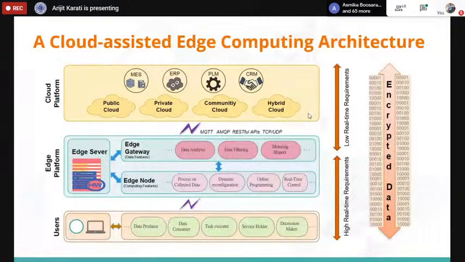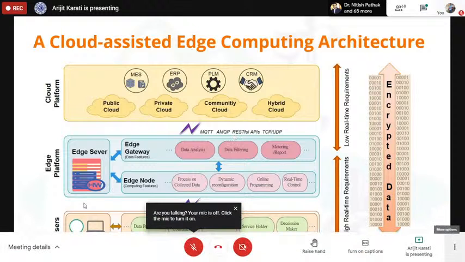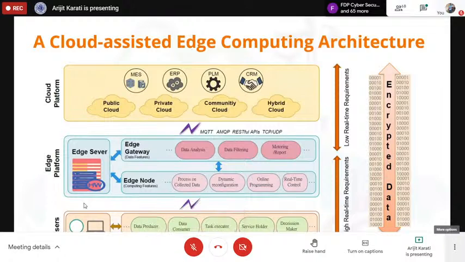In the next slide, we can see a cloud-assisted edge computing architecture. This is a typical overview of the cloud-enabled edge platform. If you see the typical cloud-assisted edge computing architecture, there are 3 different layers. We are not going to have a very low-level discussion, just a high-level one: the connections between different layers and how the data is transmitted from one layer to another. So let's see this picture. The top layer is the cloud platform.